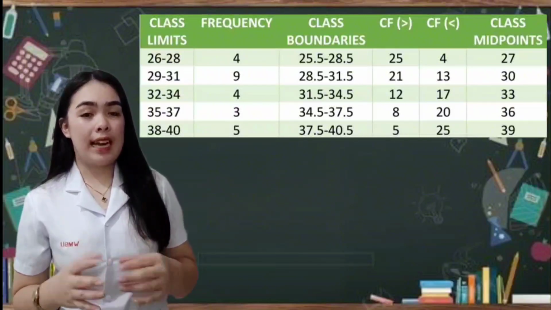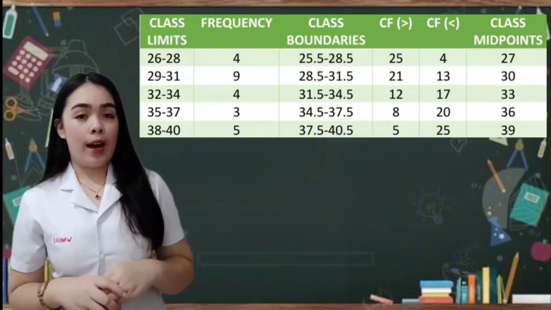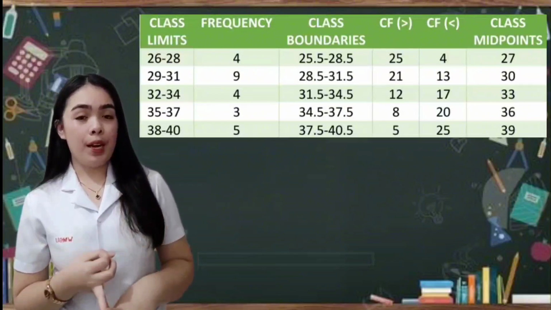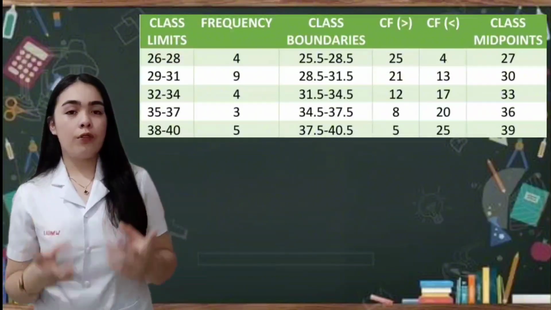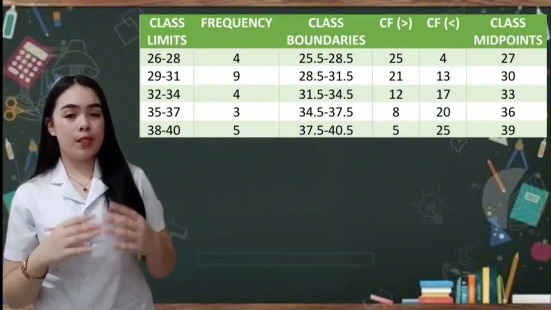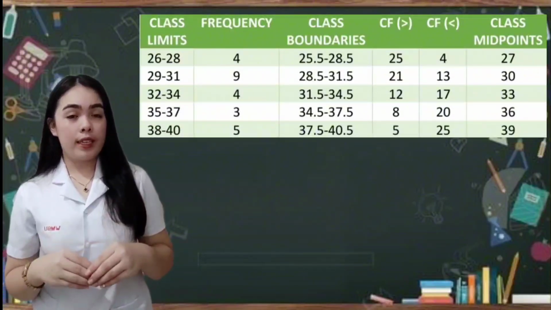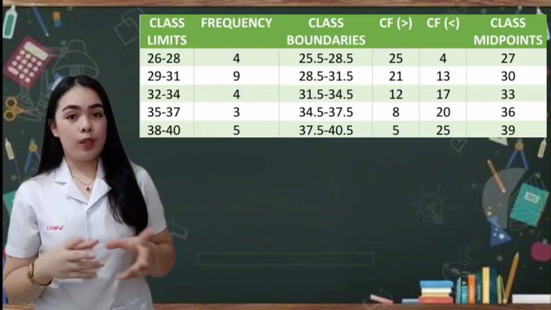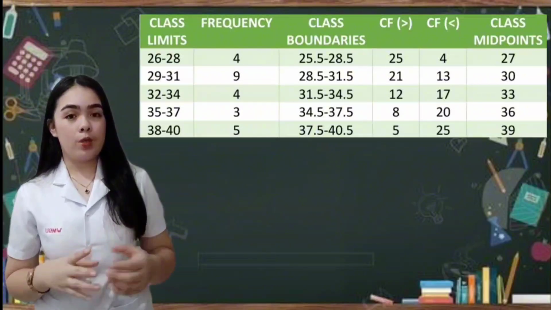Now let's go to the class midpoints. So we just need to add the lower limit and our upper limit and divide it by 2. So our first lower limit is 26 and our upper limit is 28. So 26 plus 28 is equal to 54 divided by 2. So that is 27. So our first class midpoint is 27.